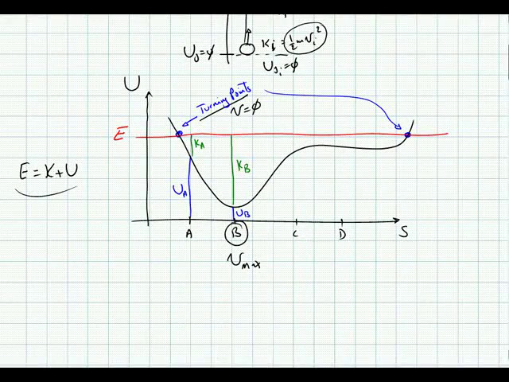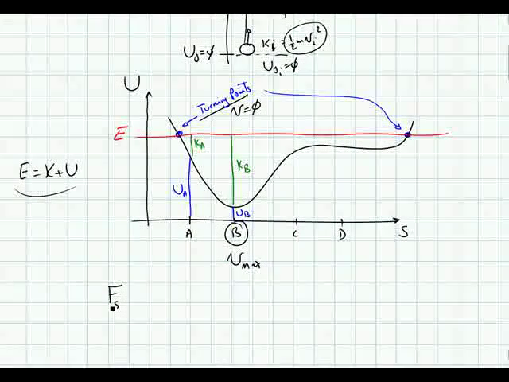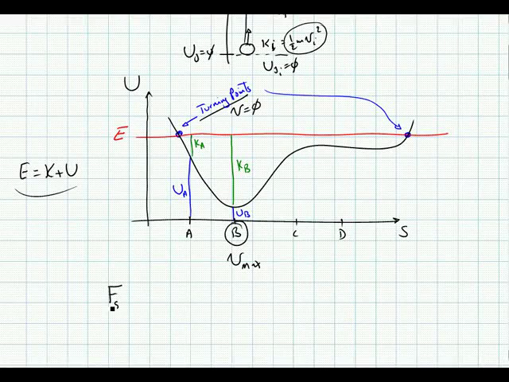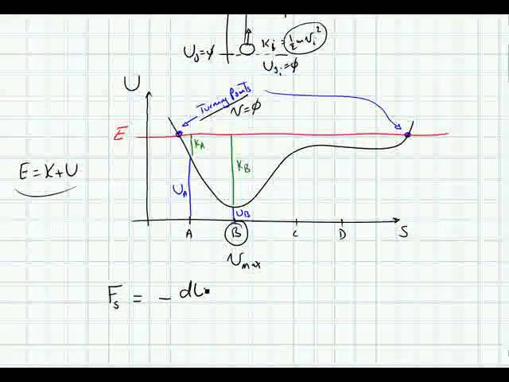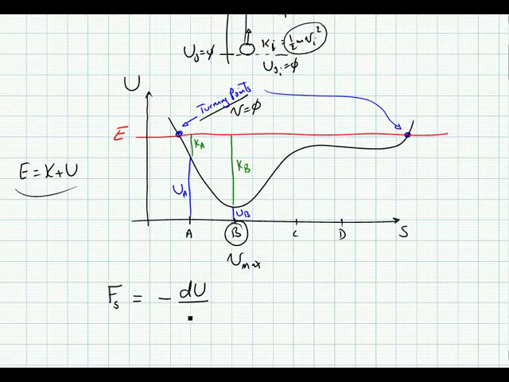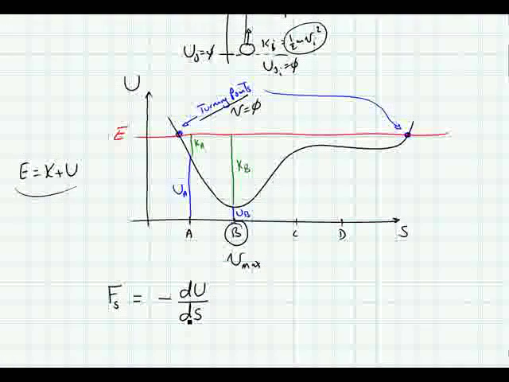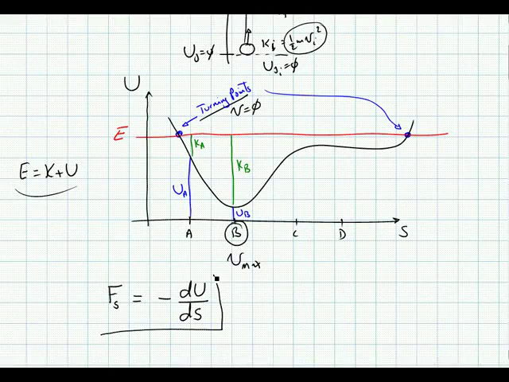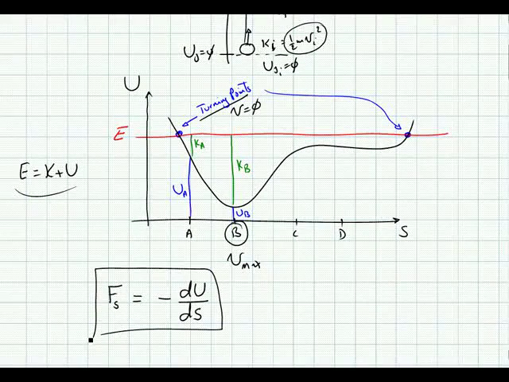Well, the other thing that you can say is how much force is acting on the object along the S direction. Fs, which is the force acting along the S direction, is equal to the negative of the slope of the potential energy versus position curve. So this is a very useful relationship to note.